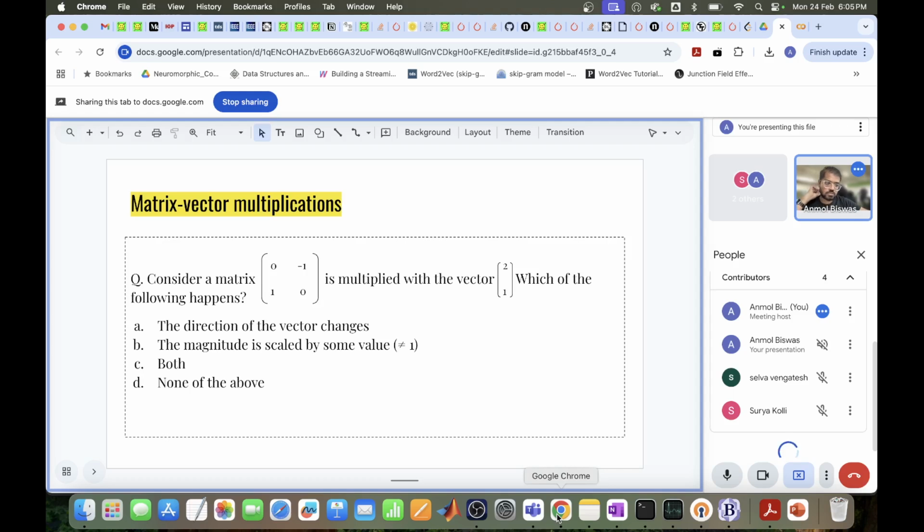Matrix vector multiplication, right? Where you have a matrix, you have a vector, you multiply the vector with the matrix. And the question is what happens when you do that, right? So when you multiply a matrix with a vector, what happens is the direction of the vector change. If you think of vectors as these pointed arrow kind of things that we used to visualize them as back in the early days, right?